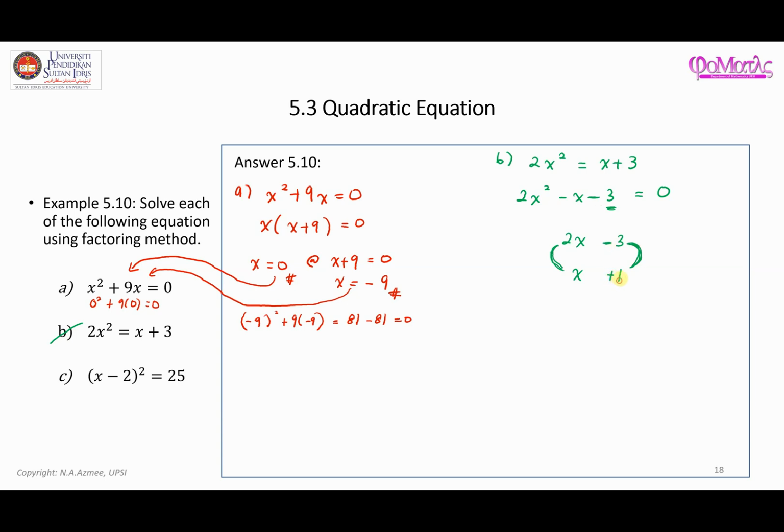So if I multiply a positive 1 with negative 3, I will get negative 3. And then how do we get the middle part here? The middle part here is obtained by multiplying this guy, 2x with 1 and x with negative 3. So here you will get 2x minus 3x, which will be x.